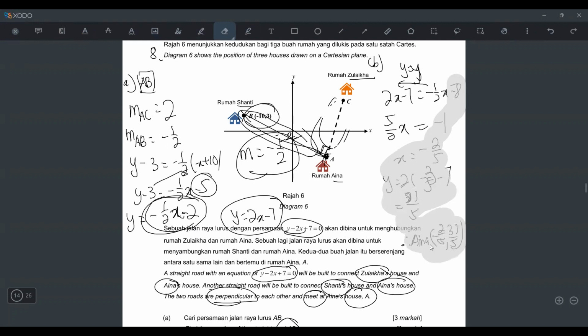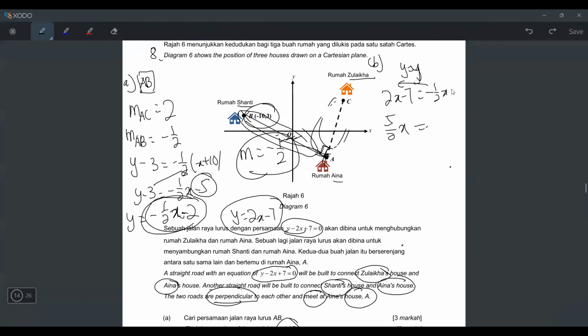Let's just change everything. Okay, so this should be 1 over 2x minus 2. And then this is correct already. So 2 plus 1 over 2 is 5 over 2, but negative 7 moves over to become plus 7. So negative 2 plus 7 is 5. So x equals 5.